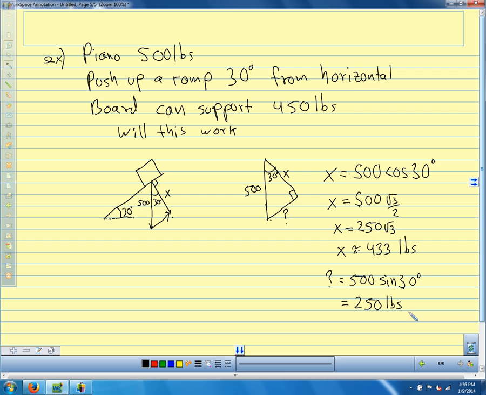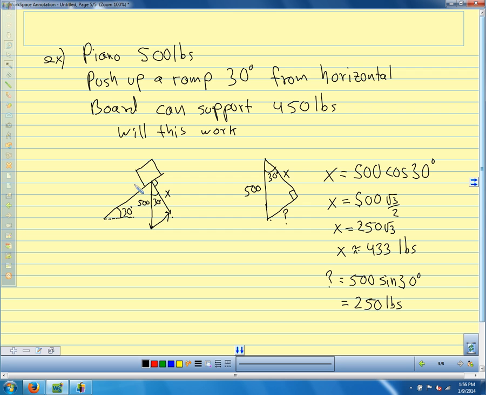250 pounds. So we'd have to apply 250 pounds of force to hold that piano from sliding down the ramp. And we're saying that the ramp is somehow we would have to supply 250 pounds of force. There's enough friction in the wood. That friction, the force of friction, might hold it back. Otherwise, we'd have to have some strong people pushing on it. So our board will support the piano. We'd have to push on it with 250 pounds of force to keep it from sliding down the ramp.